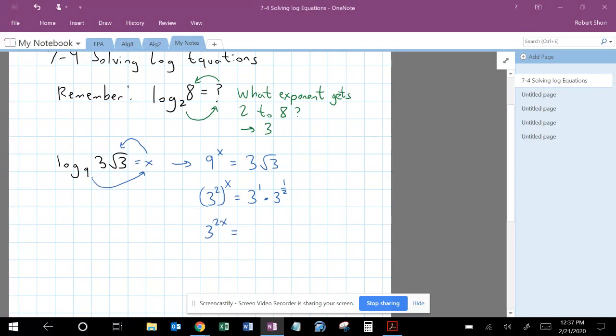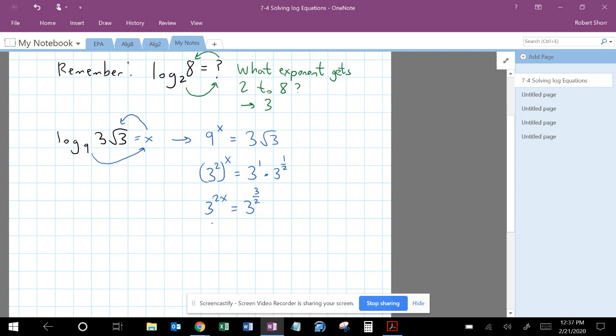And then here, the 3's being multiplied means add the exponents. So 1.5 or 3 halves. Then we can cancel out the big 3's and get 2x equals 3 halves. And then when we divide both sides by 2, we get x equals 3/4. So the answer to this log is then 3/4. 9 to the power of 3/4 is 3 root 3. So we can always reorder, and I do recommend it. This is probably something that is easier than seeing this log relationship off the top of our heads.